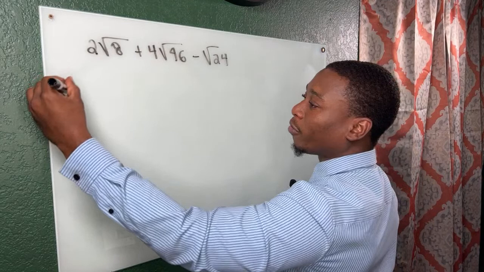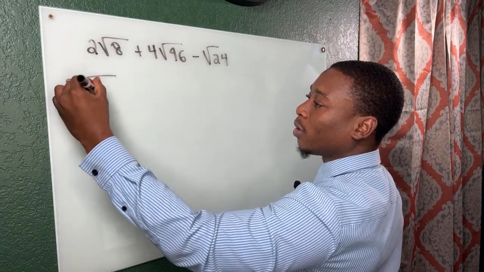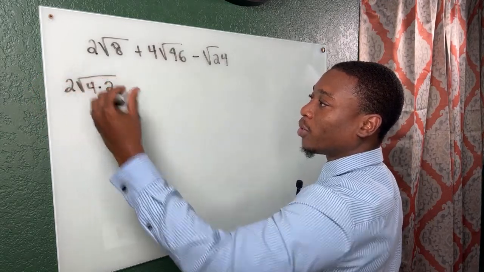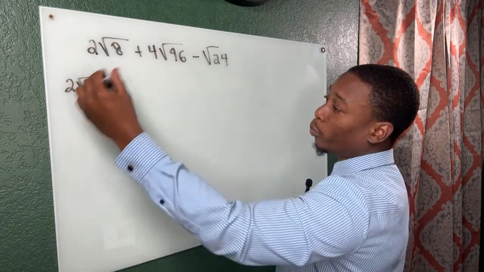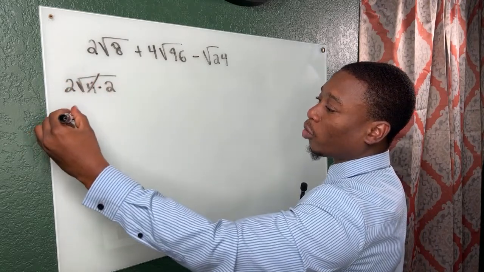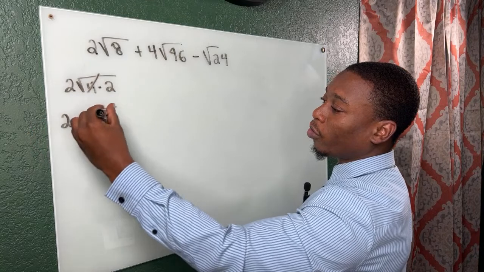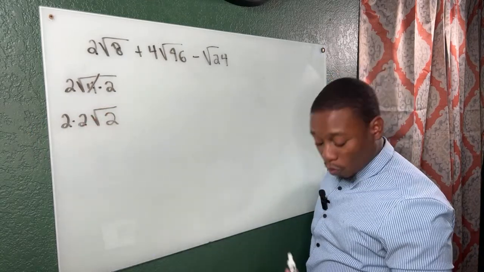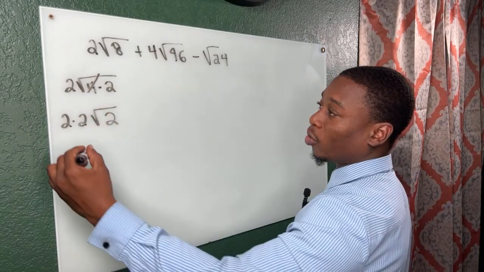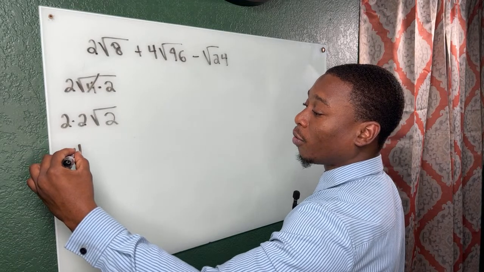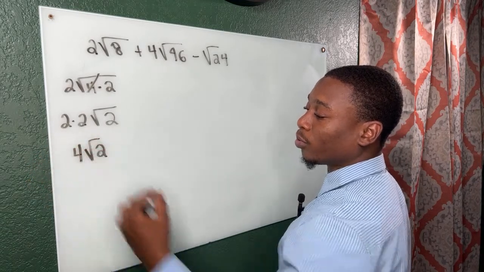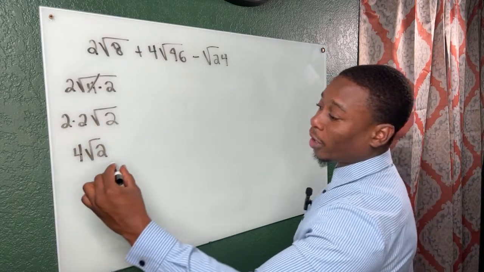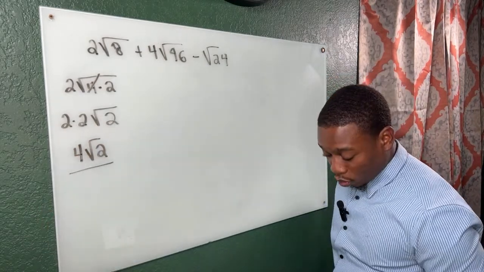So when we break down the first one, we have 2 times radical 4 times 2, right? We break 4 down, square root is 2. The other radical 2 stays under. So when we break down our first radical, it's going to turn into 4 radical 2, right? So let's just underline this because this is done. There's nothing else we could do with it.